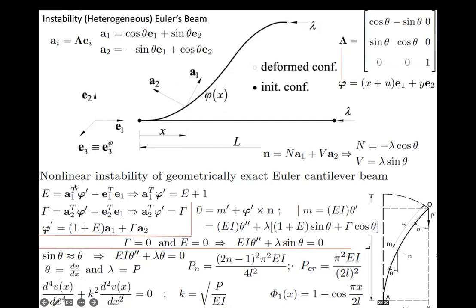And then basically I can say my axial strain is a1 transpose phi prime minus a1 transpose e1, and then gamma is a2 transpose phi prime minus a2 transpose e1. So this happens to be equal to 0, this happens to be equal to 1. So from this I conclude that a1 transpose phi prime is equal to e plus 1, and a2 transpose phi prime is equal to gamma. And then I take a moment equivalent equation, I plug in what it is for phi prime, and I get this equation. And then you can see from here how the Euler elastica would occur.